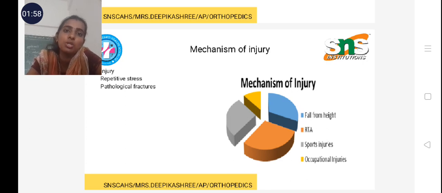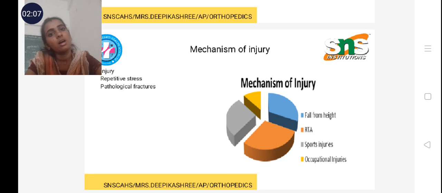Another one is occupational injury. Already I told about repetitive stress, for civil workers and prolonged standing workers like teachers, traffic police, doctors. In those cases they get occupational injuries, or some injury because of the occupation. That means if they are lifting heavy items, due to some reasons the weight slips and falls onto their leg or somewhere. So that is the occupational injury.